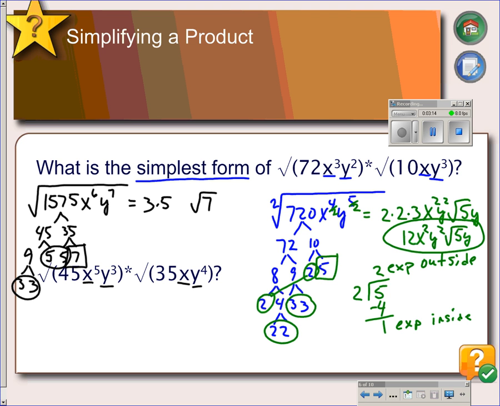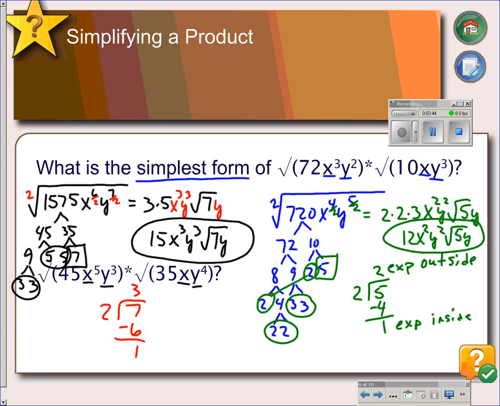With the x's, we're going to divide by our index, which is 2. 6 divided by 2 gives us x cubed. 7 divided by 2 is going to give us 3 with 1 left over. So that's a y cubed on the outside, y to the first on the inside. Multiplying on the outside, we get 15x cubed y cubed times the square root of 7y. There's our simplified answer.